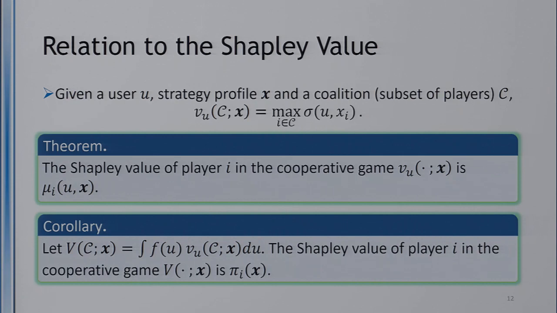And if we integrate over all such infinitesimal cakes, we get one larger cake. If we define a larger cooperative game V, which is the weighted sum over those infinitesimal cakes, then by linearity we get that the Shapley value of player I is essentially his payoff function in the non-cooperative game. So this is the connection to the Shapley value, and the reason we call them Shapley facility location games.